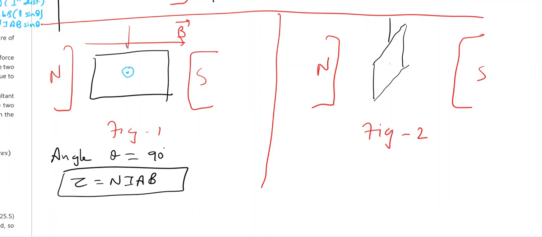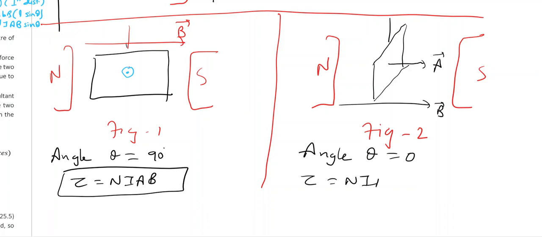In the second figure, the area vector is along the direction of B, and then what is the angle between A and B? Now the angle between A and B is 0 degrees, and then if I look at the formula NIAB sine 0, what is the torque? 0.